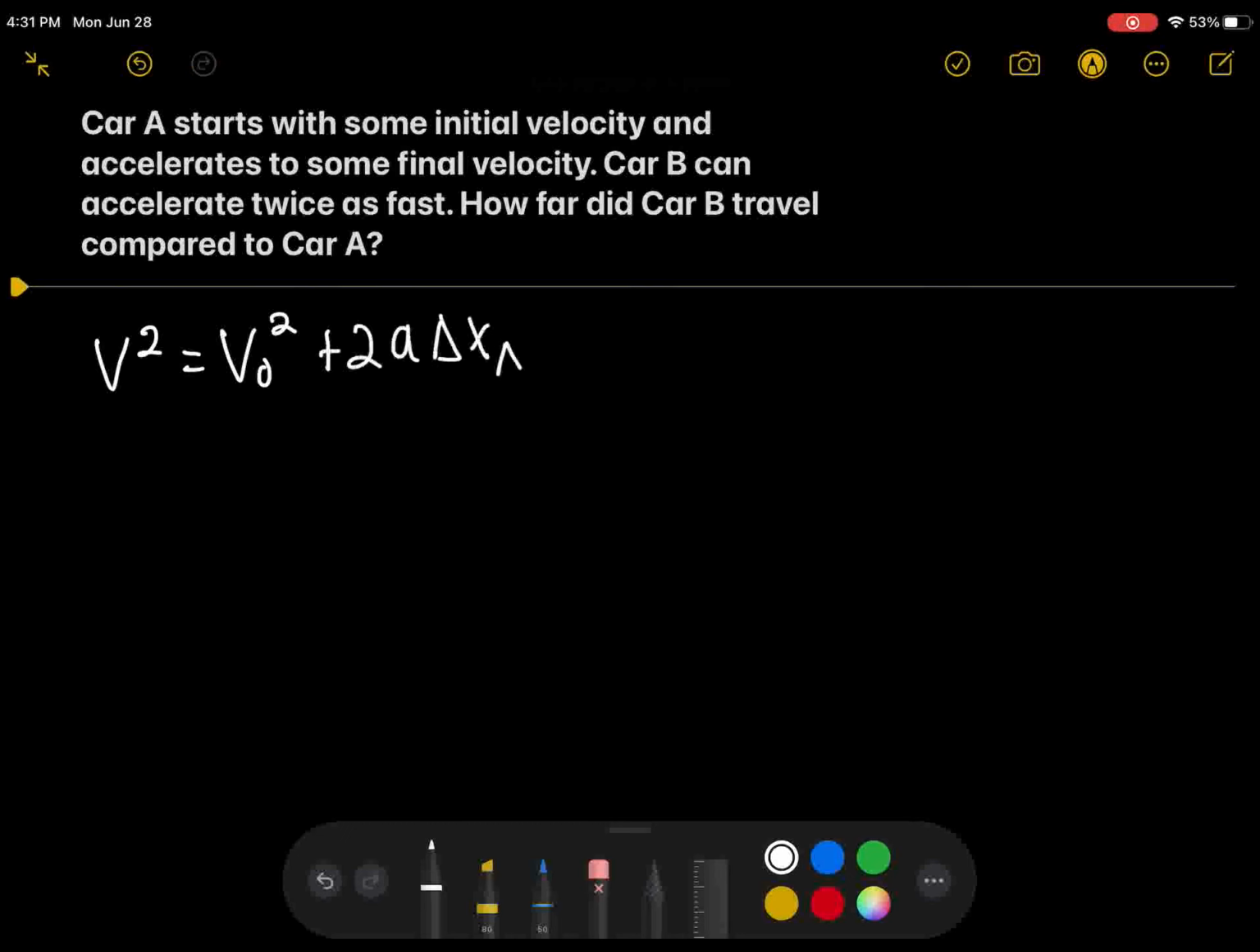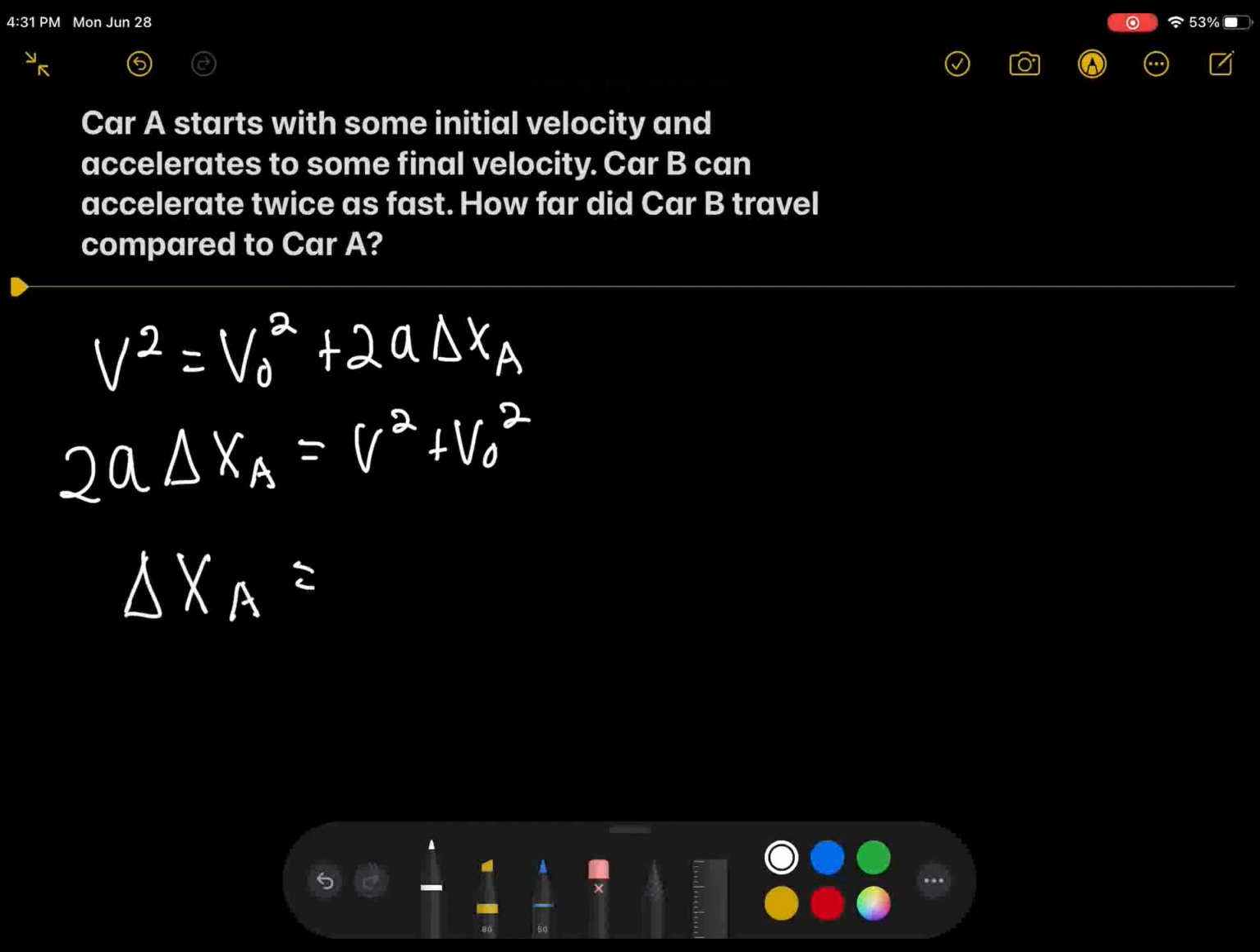And since we're solving for two of them, let's just call this x sub a for car A. And solving for that, we would get 2a delta x sub a is equal to v squared plus v naught squared. And solving for delta x for car A, that would just be v squared plus v naught squared over 2a.